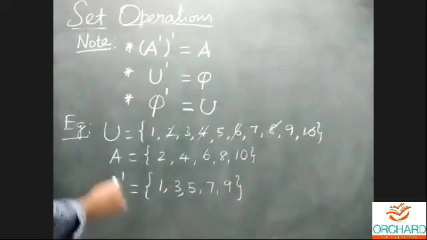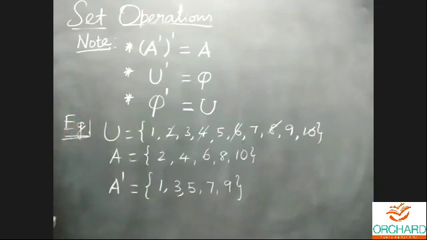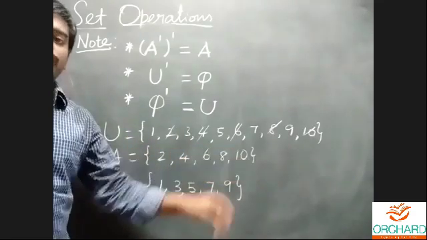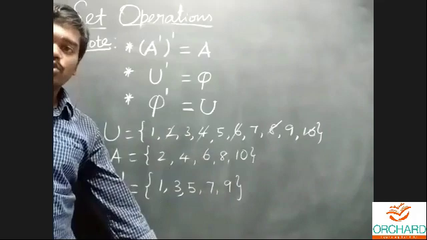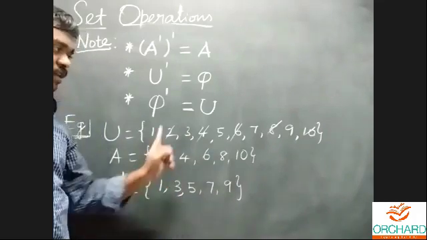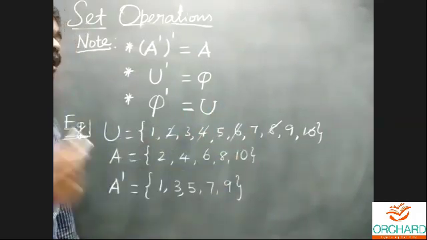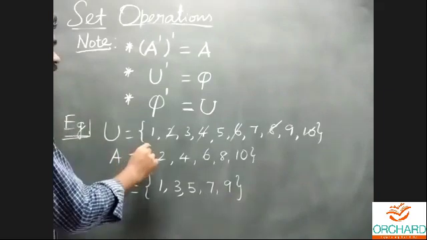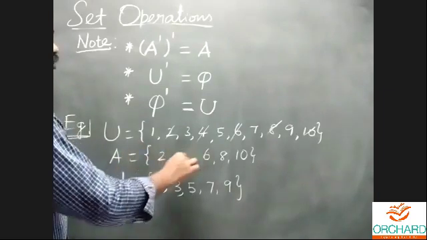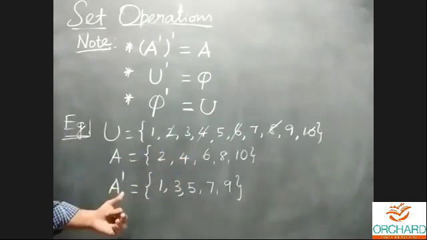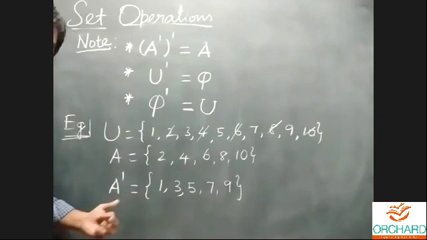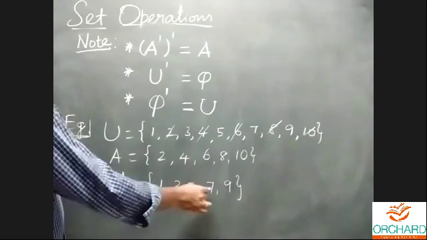Using this example. This example is not in the textbook. I gave this example on my own. Please go through the example. The universal set consists of the first 10 natural numbers. I can define a set A like the even numbers from 2 to 10. The complement of set A, that is 1, 3, 5, 7, 9.